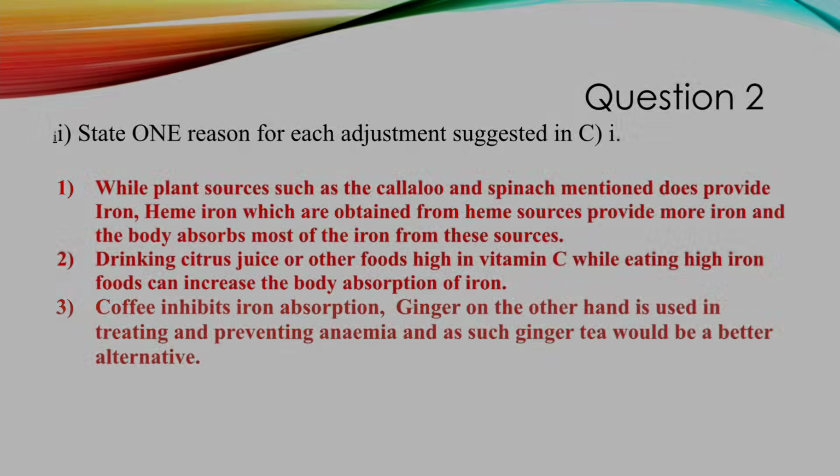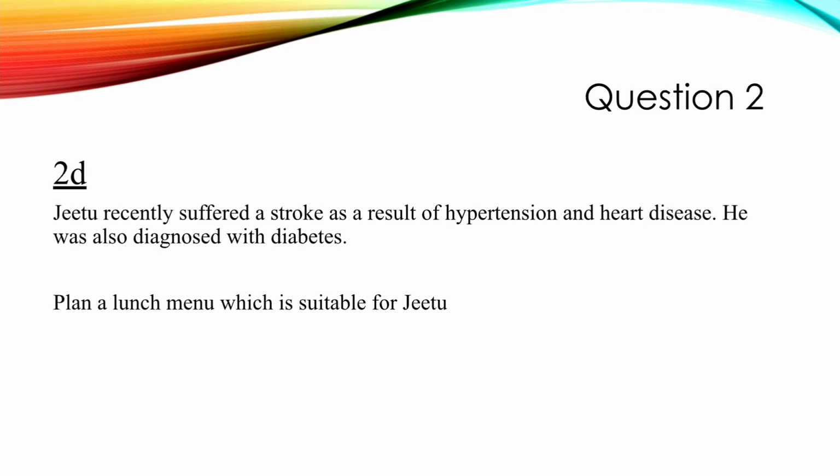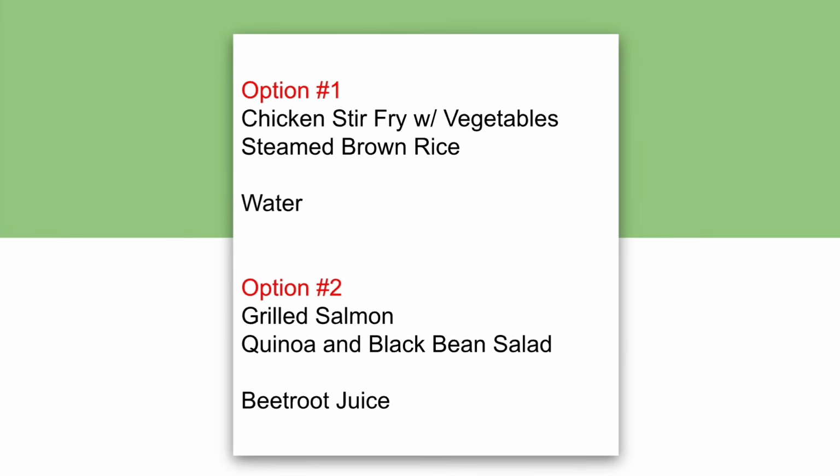Question 2D. G2 recently suffered a stroke as a result of hypertension and heart disease. He was also diagnosed with diabetes. It says here to plan a lunch menu which is suitable for G2. Alright, so G2 has a lot going on for him, but we still have to plan the menu for him just the same. So we want to keep a few things in mind.